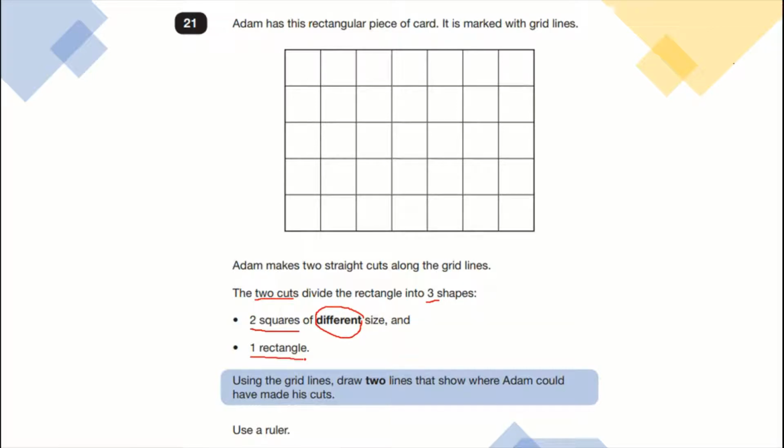So if we draw in our first line, this would make a square, and if we draw another line from here to here, we're making a smaller square and a rectangle. You can also draw your line up a bit higher up here to make your square up here and your rectangle down here.